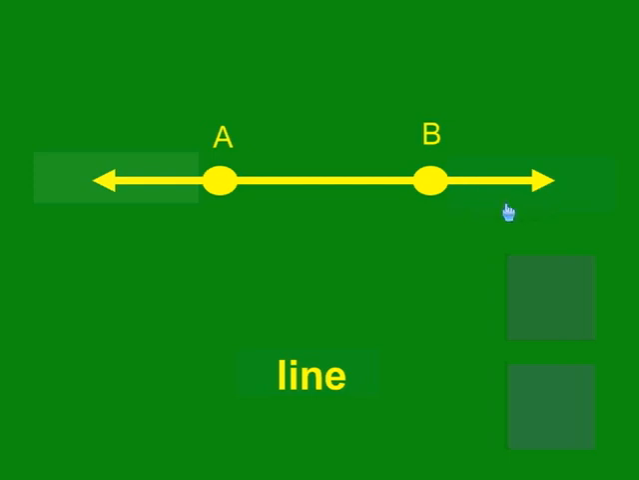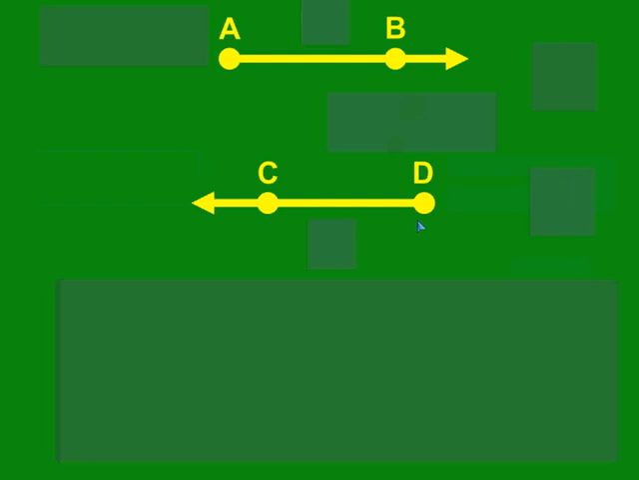Notice that each side of this line has an arrow showing that it goes on and on forever on both sides. We can label this line either AB, notice there are arrows on both sides of the label, or we can call it BA. Again, there are arrows on both sides showing us that the line goes on and on in both directions. There's a different name for a line segment that only goes on and on in one direction.